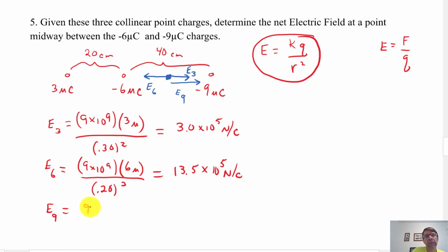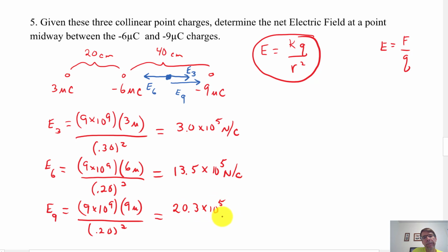Those are going to be subtracted eventually, but before I do that, let's get the third one in here. 9 times 10 to the 9th times 9 micro divided by, it's still 0.20 squared, it's the distance. It's going to be slightly bigger than the 13. It's 20.3 times 10 to the 5th newtons per coulomb. And the directions are all taken care of. Once again, you don't put any negatives in these equations.